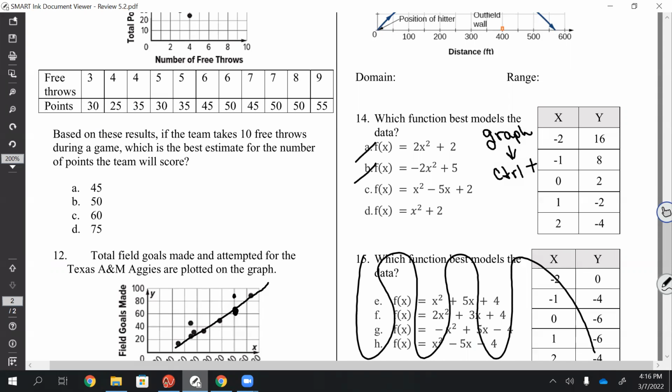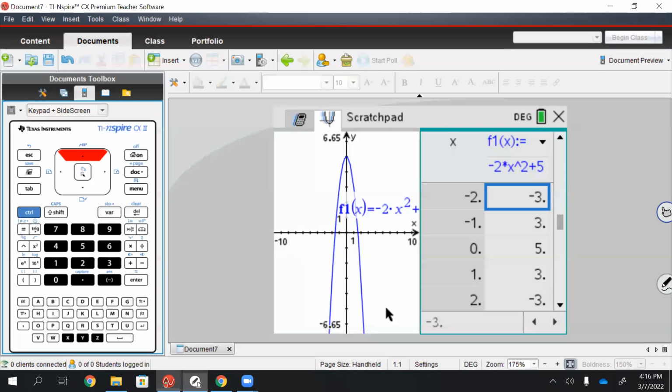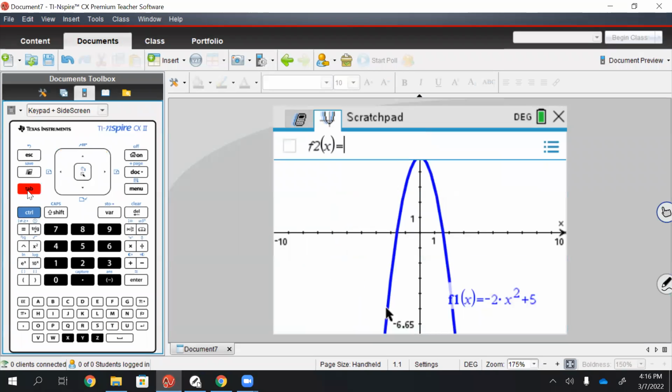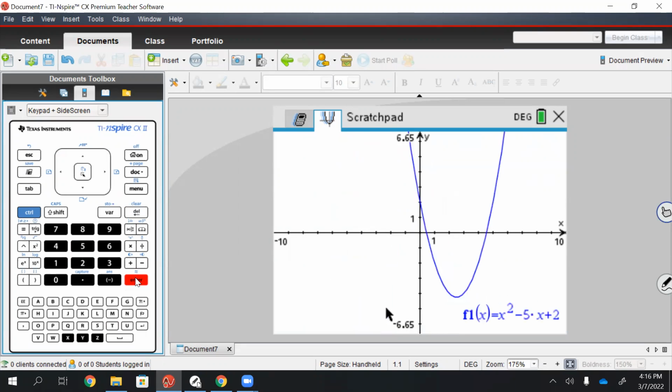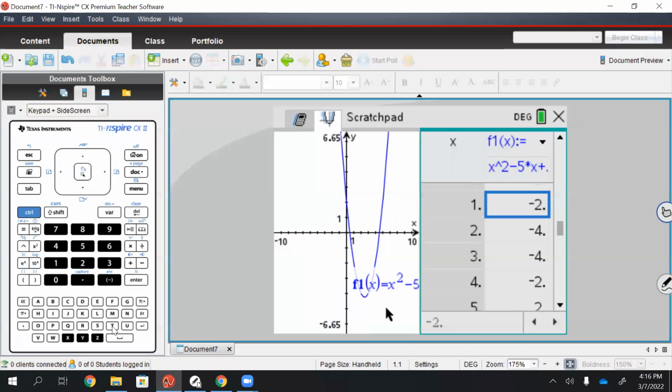X squared minus 5x plus 2. So Control T, get rid of the table. Tab, press the up arrow. Minus 5x. So x squared minus 5x plus 2. Press enter. Okay, Control T.